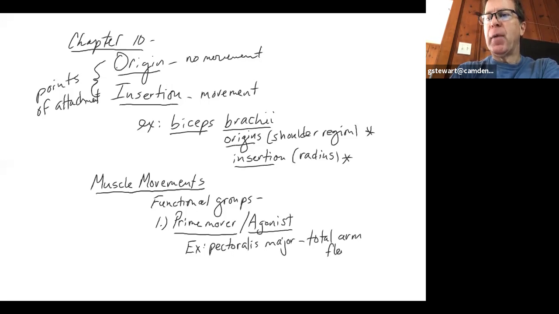And because that muscle produces arm flexion, we call it an agonist or prime mover. There are other smaller muscles that assist in that movement, but this muscle takes on the majority of responsibility of arm flexion. So we call it an agonist or prime mover.